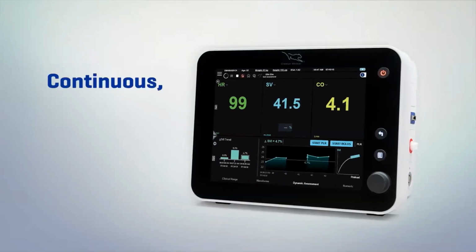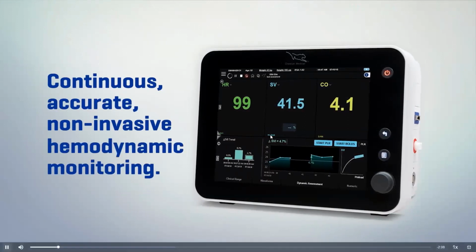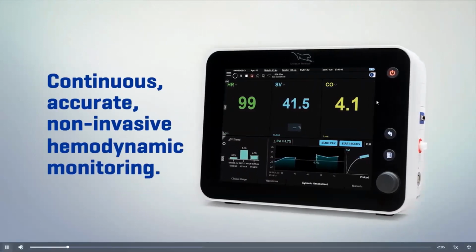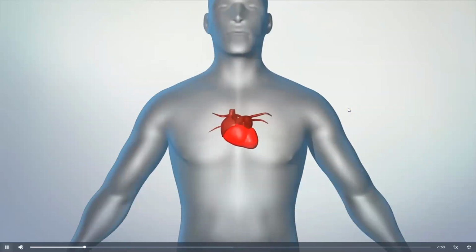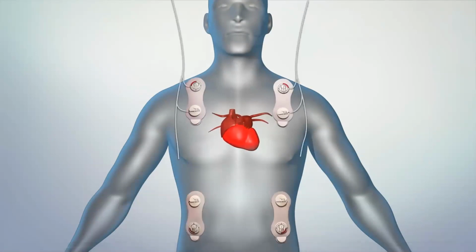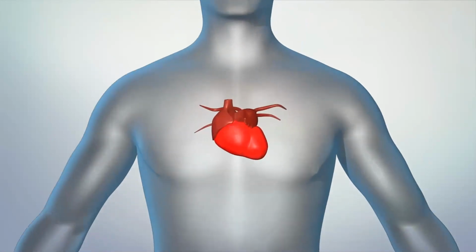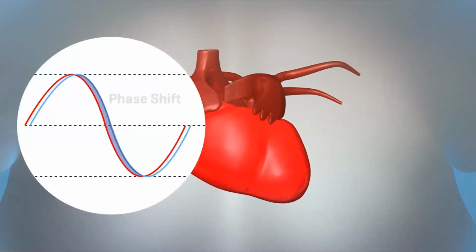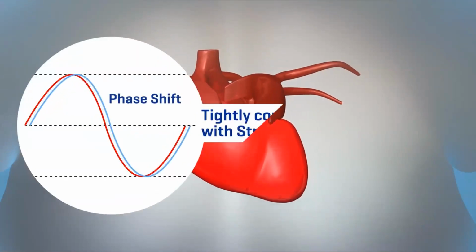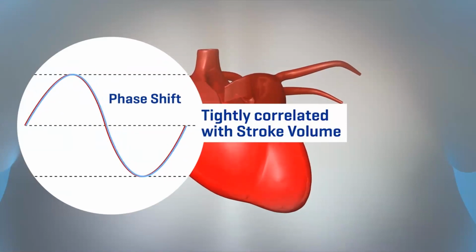This is the NICOM machine. You can see heart rate here, stroke volume here. Here's your cardiac output. How does it work? These patches, instead of having a line in, it picks up the activity going on within the heart and transmits it back to the monitor. Don't worry about the phase shift. I just wanted to see the PLR.